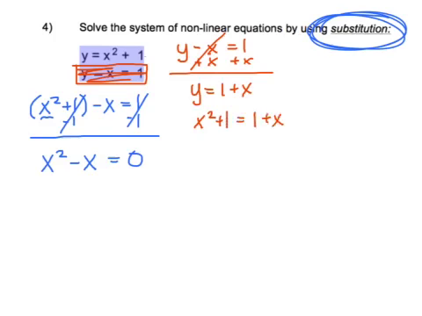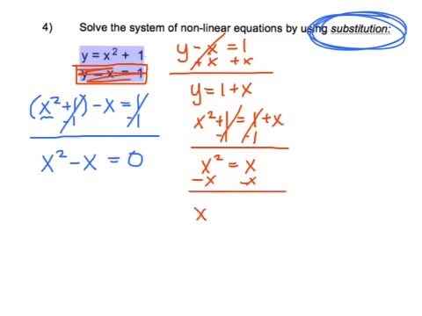We want to do the same thing, get everything on the same side so it's set equal to 0. So we would subtract 1, and we would get x squared equals x, subtract x, and we would get x squared minus x equals 0. Both methods are totally fine. Do whatever makes sense for you. That's all that matters. As long as you understand it, you're good.